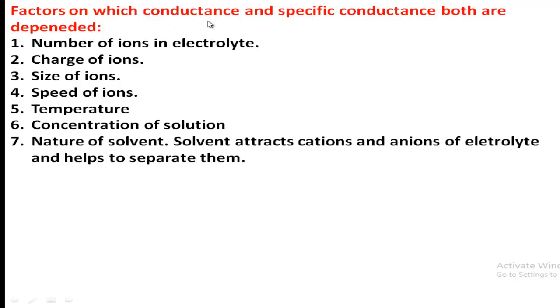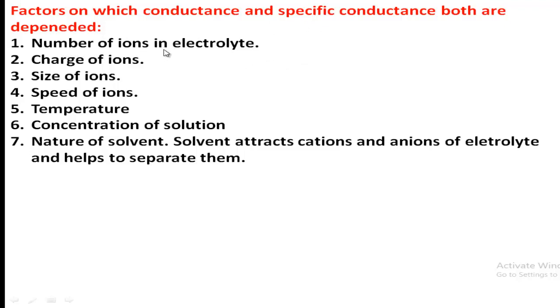Factors on which conductance and specific conductance both depend. That means conductance and specific conductance both depend on the following factors: number of ions in the electrolyte, charge of ions, size of ions, speed of ions, temperature, concentration of solution, and nature of solvent. These actually affect the conductance of an electrolytic solution.